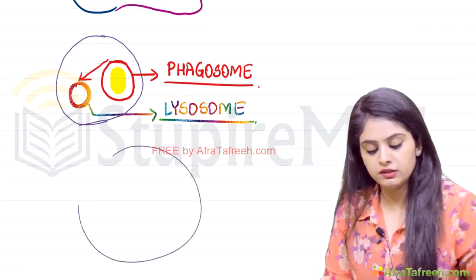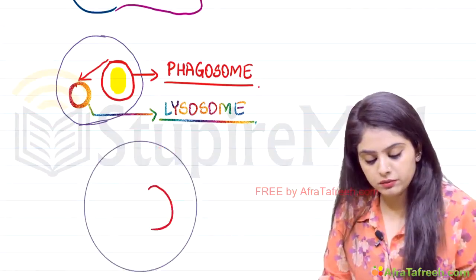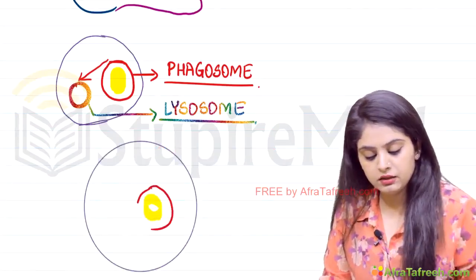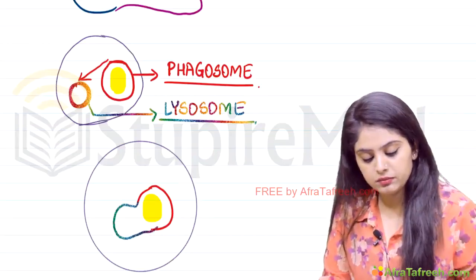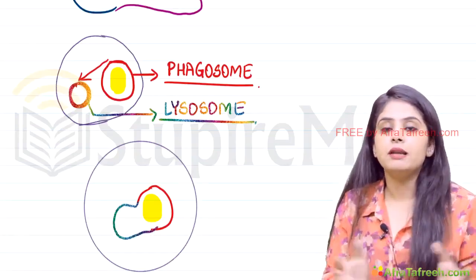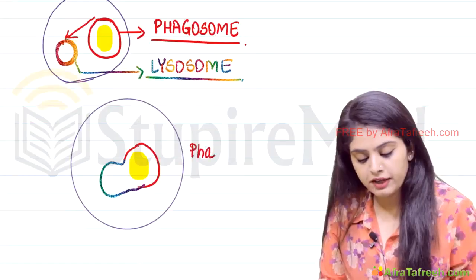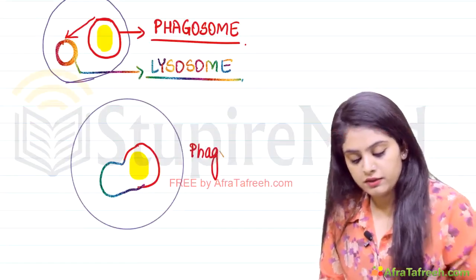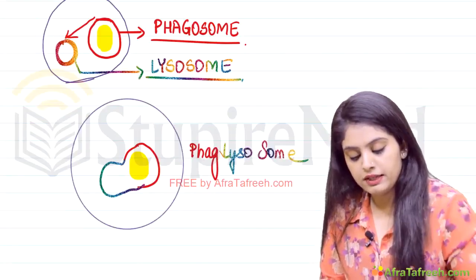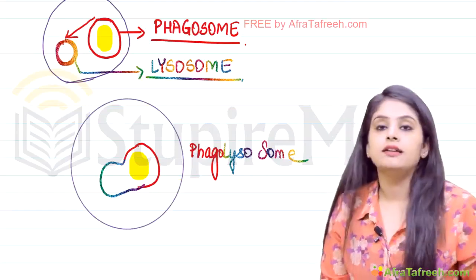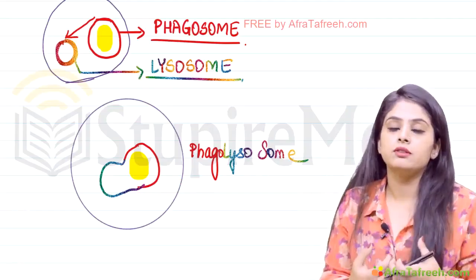So if this was the cell that we had, and this is the phagosome containing the bacteria, and this is the lysosome, both of them will fuse, and by fusing the two you also have to fuse the two terms. We will now call it a phagolysosome. So to combine the two terms, phagosome, lysosome, phagolysosome.